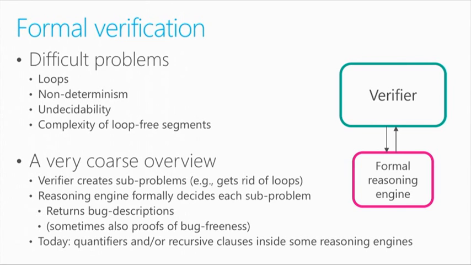Of course, there are implications on the higher level then as well. The reasoning engine then takes these simpler problems and it checks whether these are satisfiable, which I'll explain on the next slide. And it's that engine that finds some sort of bug description, if there is one, and passes that on to the verifier. Today, the separation between verifier and the reasoning engine is not that clear.